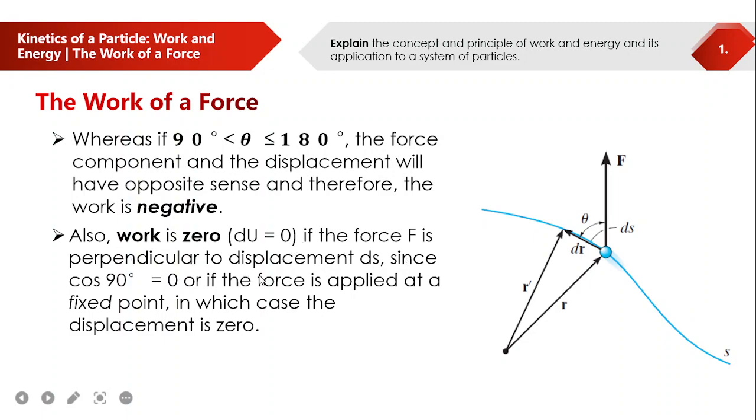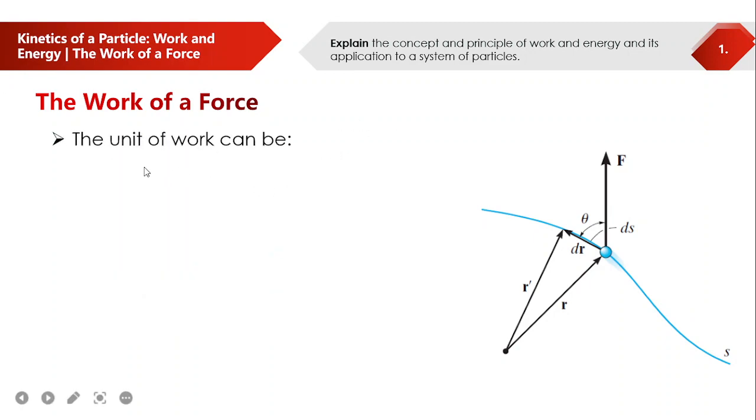If the force is perpendicular to the displacement, ds, since cosine 90 is equal to 0, or if the force is applied at a fixed point, in which case the displacement is 0. Kumbaga, if your force is perpendicular to the displacement, walang work na nagaganap, or yung displacement mo is 0, or your force is applied in a fixed point lang, na wala siyang displacement, so therefore wala siyang work din. Okay? So that's how your concepts na work natin, no? That's how your work does, no?